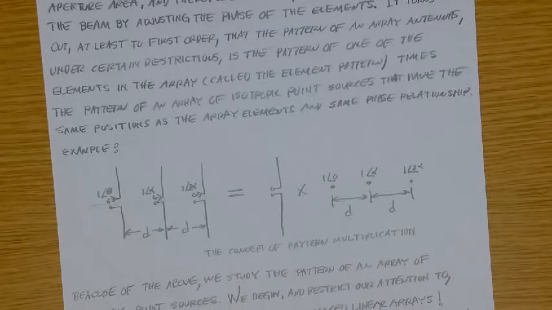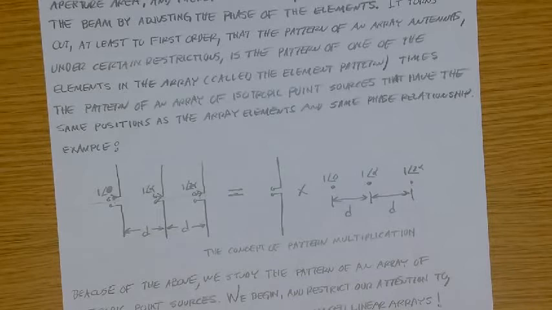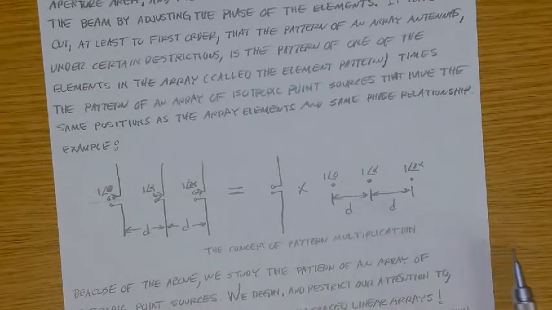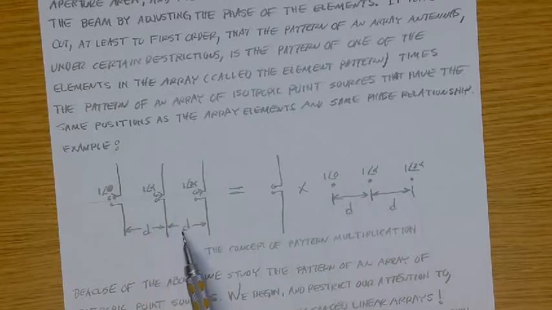Right. So this concept of pattern multiplication, and if we're interested in studying the pattern of an array of antennas, then part of that is going to be understanding what the pattern of an array of isotropic point sources looks like. Now we're going to restrict this somewhat. We're only going to allow the spacing between elements to be uniform, in other words, equally spaced, and we can relax that later on, and I can show you ways to do that.